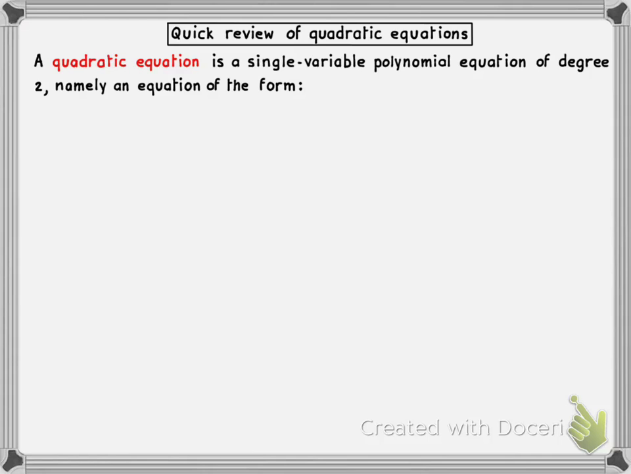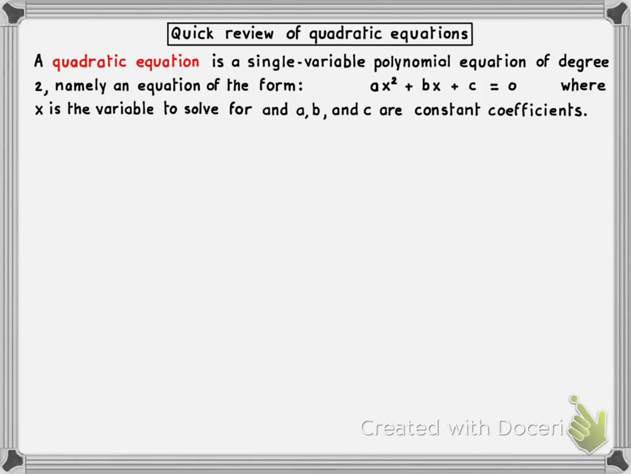In other words, every quadratic equation has the following form: a times x squared plus b times x plus c equals 0. Where here you have a polynomial function of degree 2 and you make that equal to 0. And to solve this quadratic equation means to find the value of x, the variable x, that satisfies this equation, given that the coefficients a, b, and c are constant real numbers.